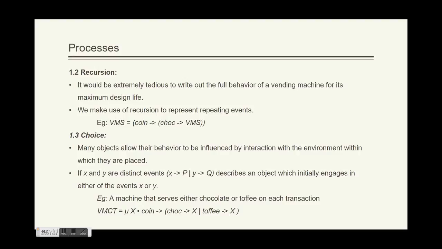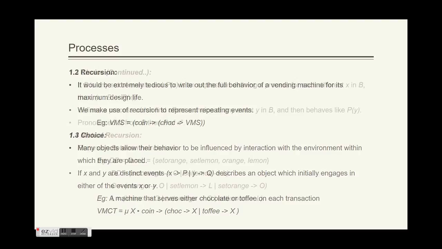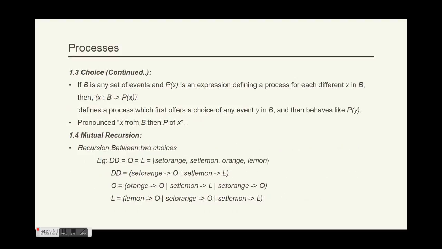For example, let's consider a machine that serves either chocolate or toffee on each transaction. This can be written as vending machine is equal to a function in which the coin is inserted, and we have a choice between the events chocolate and toffee, and then the vending machine goes back to the initial state.